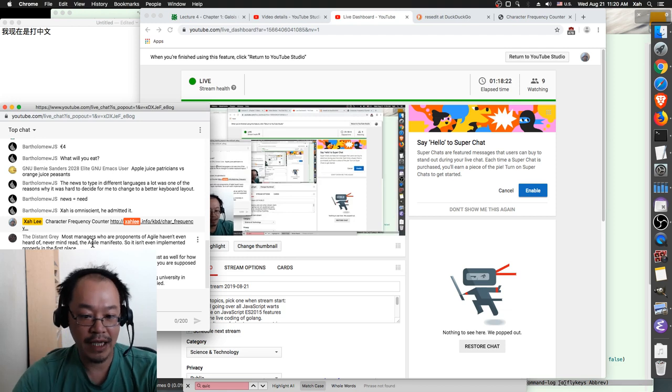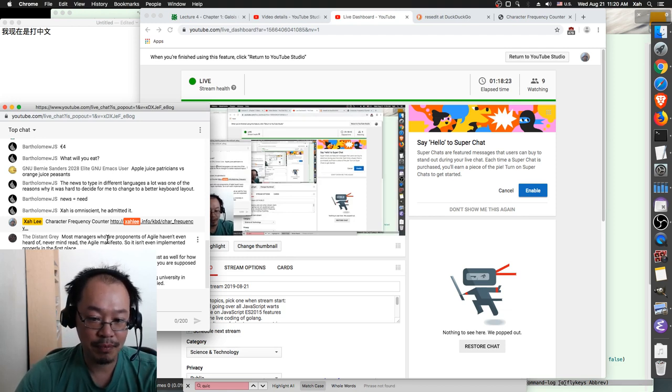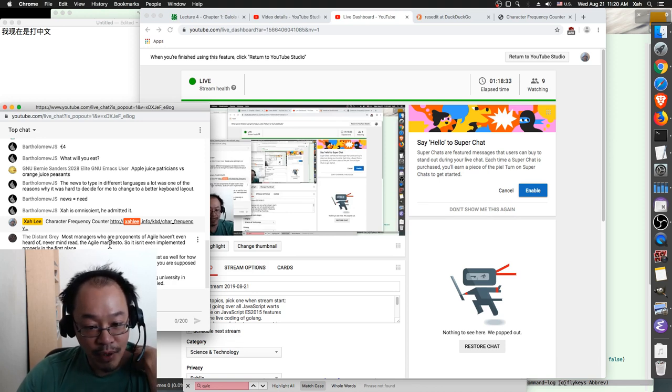The distant gray says most programmers who are proponents of Agile haven't even heard of, never mind read, the Agile manifesto, so it isn't even implemented properly in the first place.